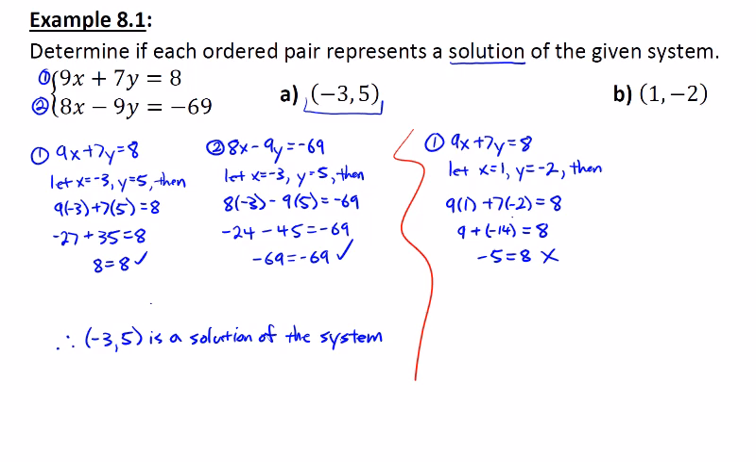So if I can conclude that the ordered pair is not going to work for one of the equations, then there's really no point in checking the other equation, because it's no longer going to be eligible as a solution of the entire system, because it has to work for both equations in order to be a solution of the whole system. So now we can make our conclusion. Therefore, 1, negative 2 is not a solution of the system.